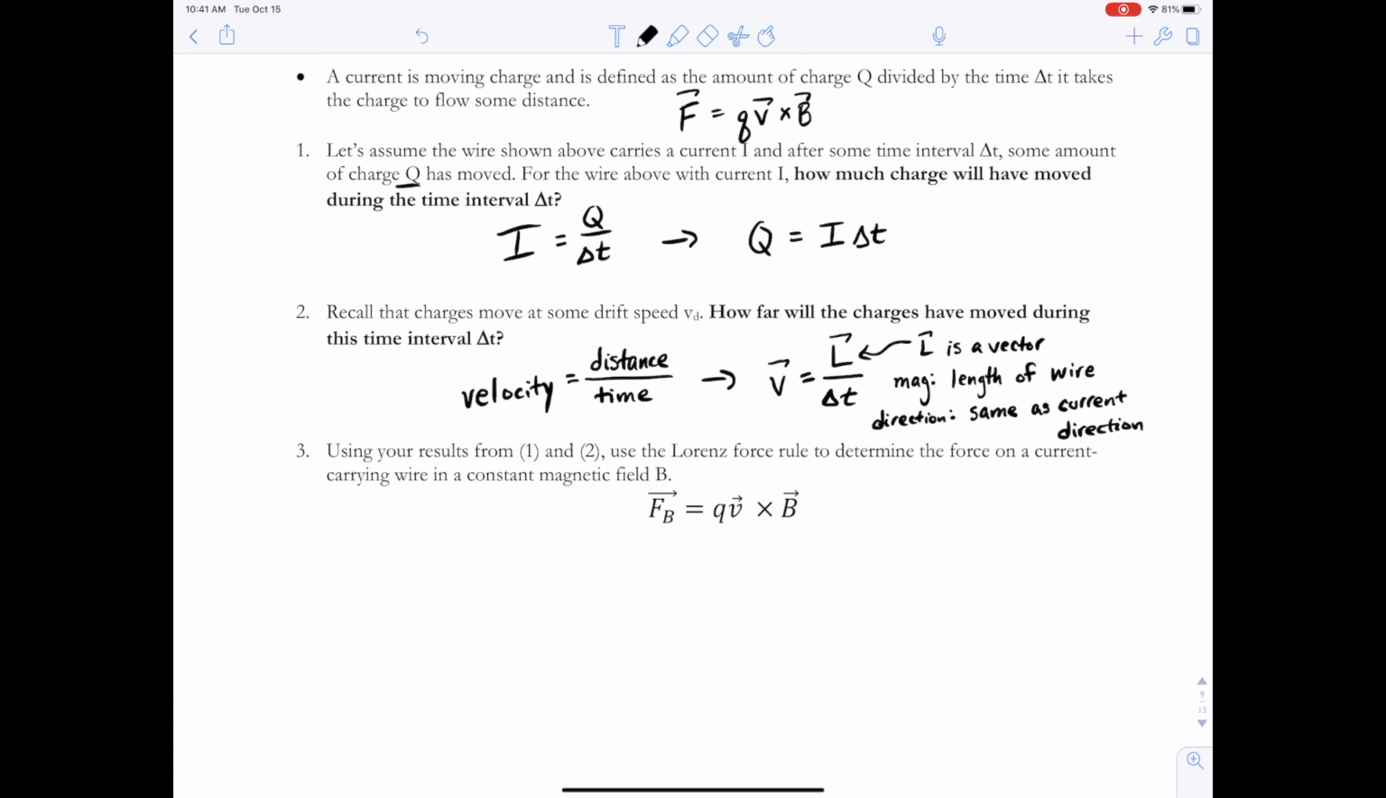Now that we have these two expressions, we can substitute them into our Lorentz force equation. So down here we have F_B equals QV cross B. Rewriting this, for us, it's a charge capital Q moving, we still have V cross B. And at this point, you'll want to pause the video, substitute in your expressions for Q and V that were just found, simplify the equation, and see what you get.